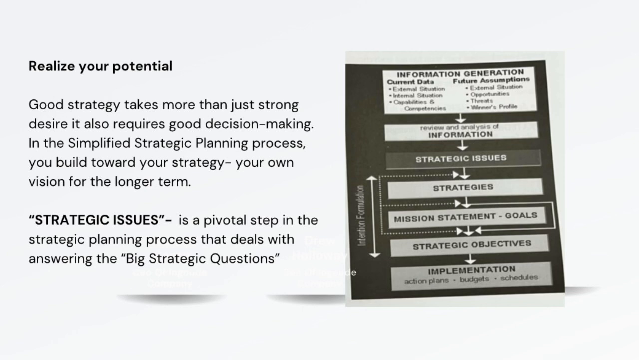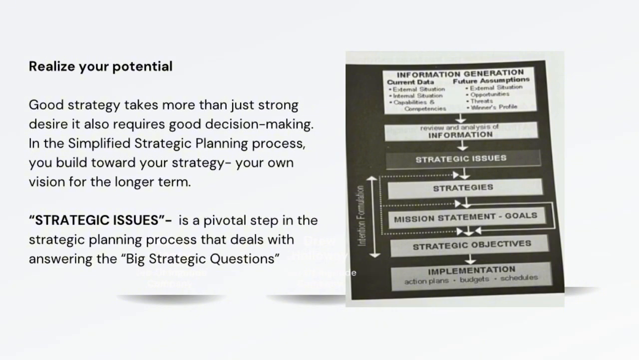Then, next is strategy issues. A strategy issue is a pivotal step in the strategy planning process that deals with answering the big strategy question. It is a critical challenge, opportunity, or question that an organization must address to achieve its long-term goals and sustain success. The issue arises from analyzing internal and external factors such as market trends, competition, organizational performance, and resources. Then, the key types.